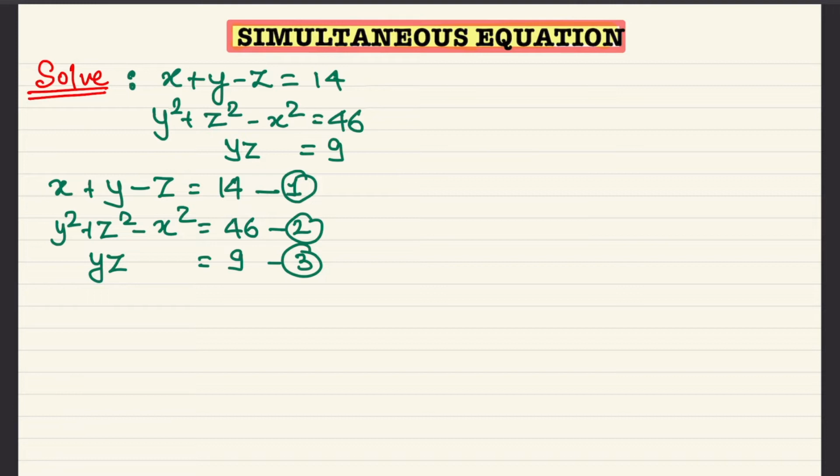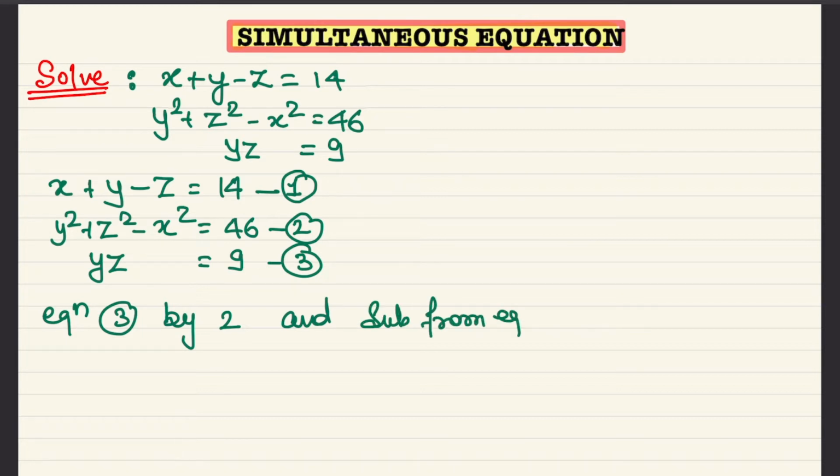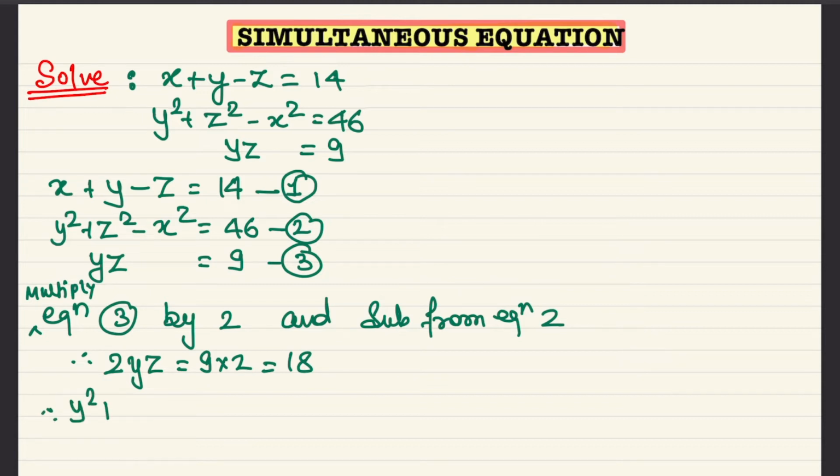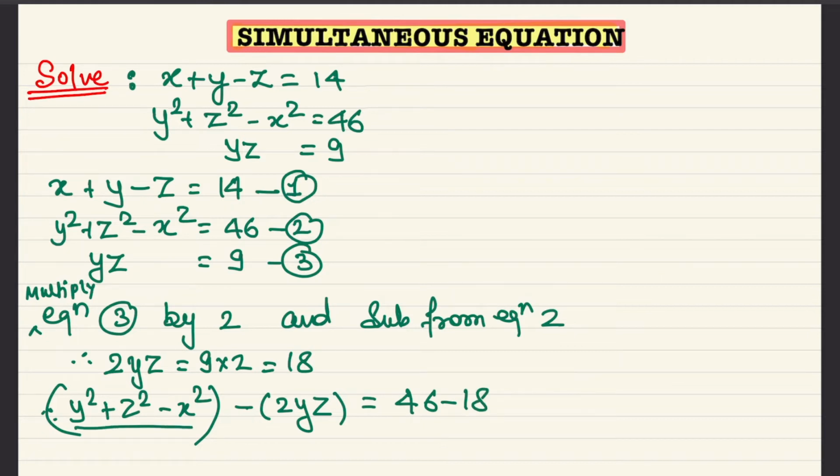Now as I told you, we have to multiply equation number 3 by 2 and subtract from equation 2. So 2yz will be 9 into 2, that is 18. So y square plus z square minus x square minus 2yz, this will be 46 minus 18. On subtracting and rearranging, we'll arrange this like this: y square plus z square minus 2yz minus x square equal to 28.